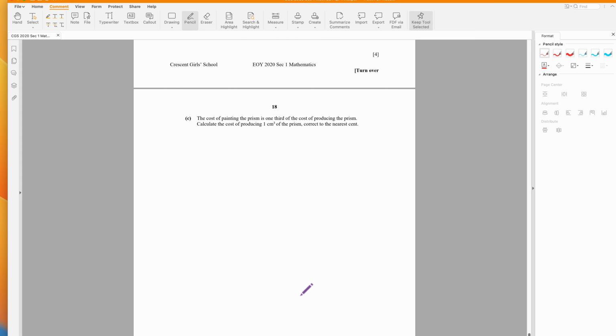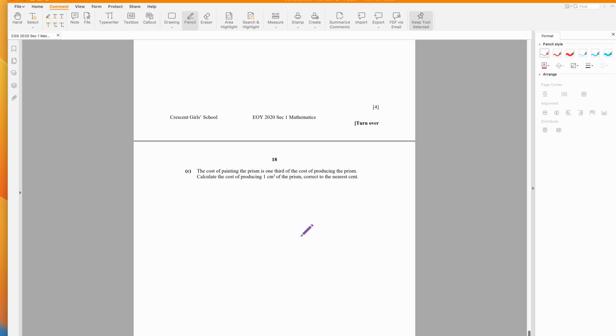So that 1 times the 3 is the cost of producing a prism. Then you divide by the volume of the prism. 1 times 3 is to calculate producing 1 cm. Then you divide by the volume. You need to find the volume first. Base area times height. The size doesn't matter, because it's a rectangle now, it's not a circle.